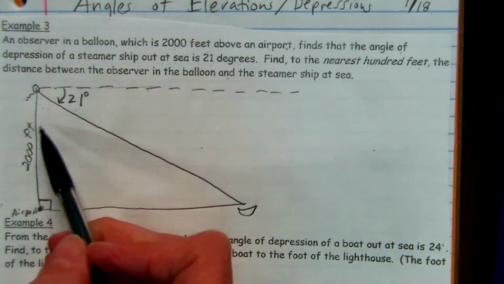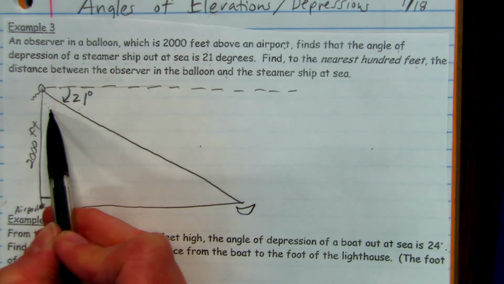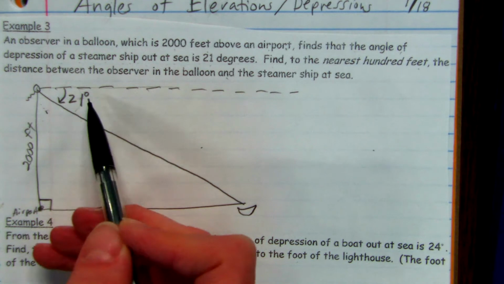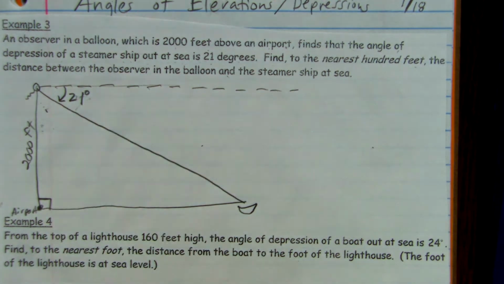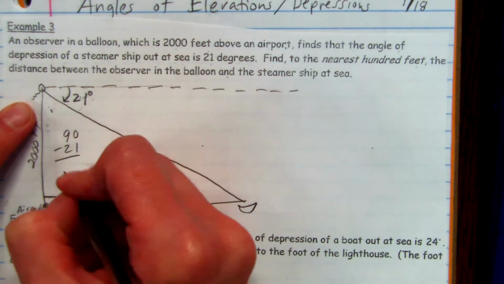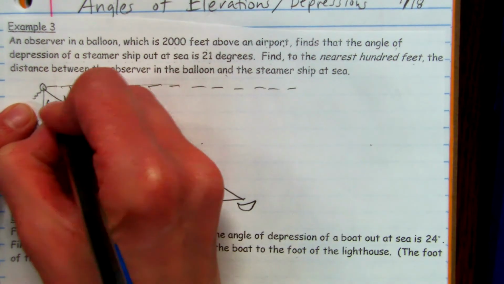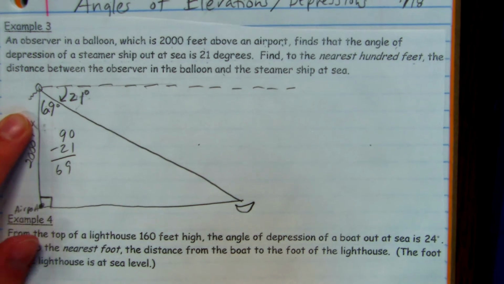So how would we figure out what the angle is that's actually in the triangle? Well, what would these two angles add up to? These two angles will add up to what? 90. So to find this angle, I'm going to take 90 minus 21, which gives me 69. So this is 69 degrees right here, okay? And that's actually inside the triangle.